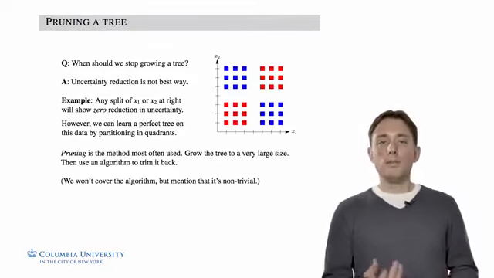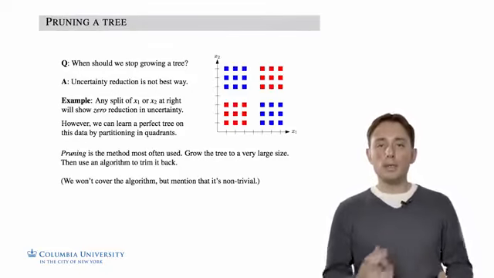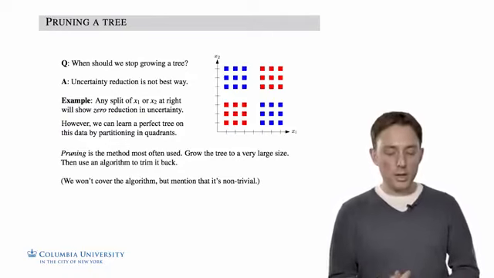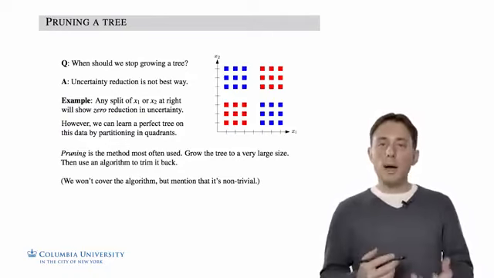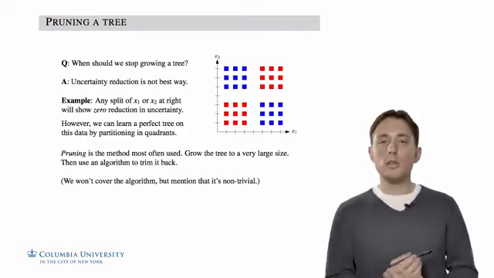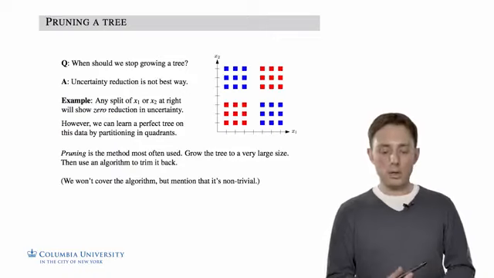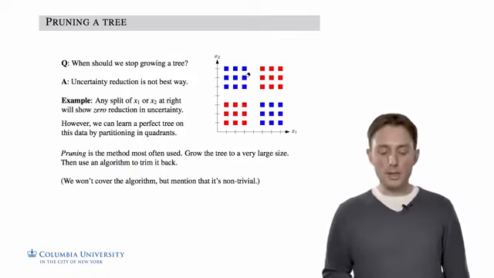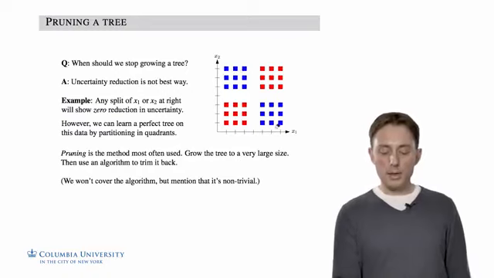So one thing that we've sidestepped is, when do we stop growing this tree? When do we stop splitting regions? The reduction of the uncertainty is not a good way to decide this. So for example, look at this setting where we have these points in class 1 and these points in class 2.